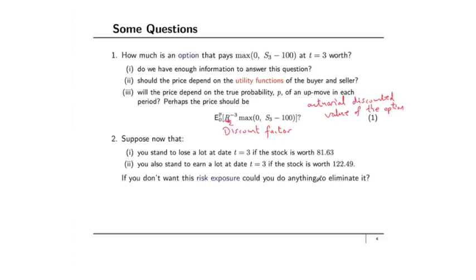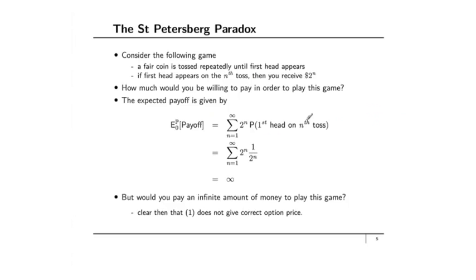Okay, so just to address this particular question here, where we say, should the price be equal to this amount, let me give you some evidence for saying why the answer is no. The option price should not be equal to this quantity. And to do that, we're going to come to a very famous example called the St. Petersburg paradox. And the St. Petersburg paradox considers the following game. A fair coin is tossed repeatedly until the first head appears. If the first head appears on the nth toss, then you receive 2 to the power of n dollars.